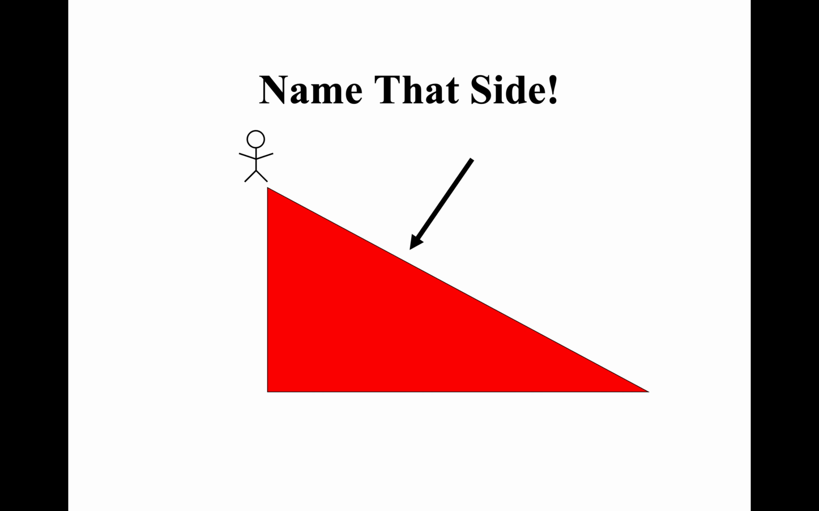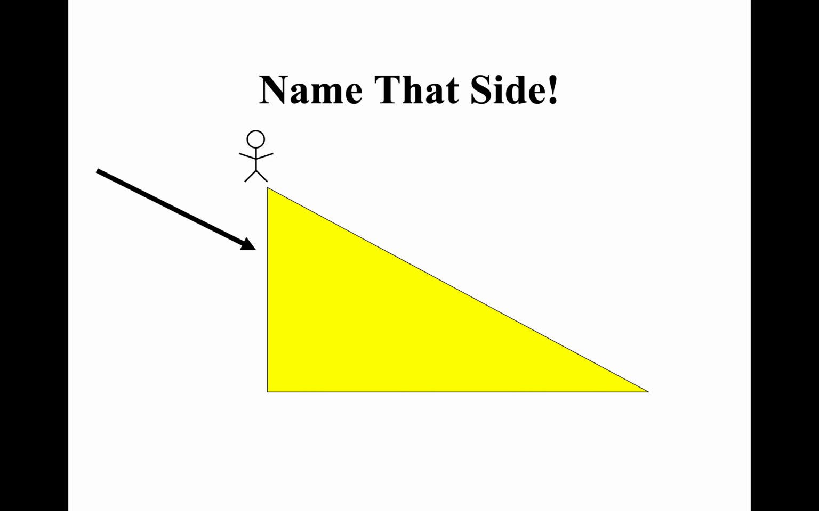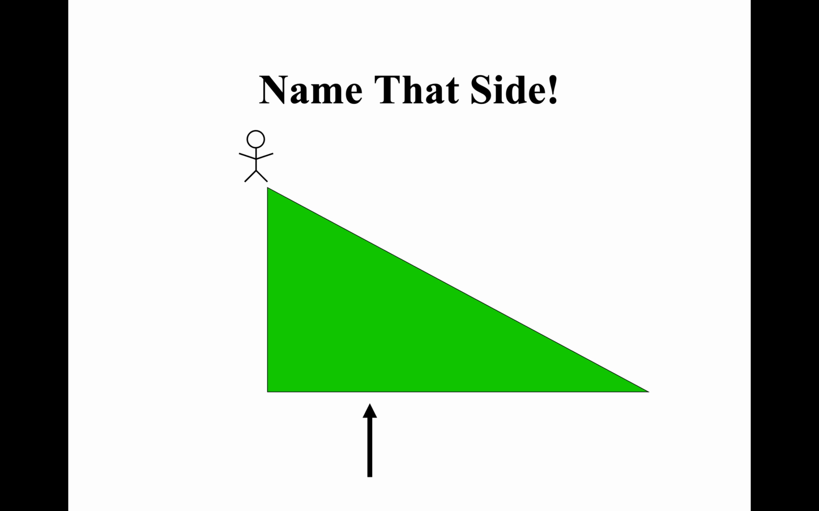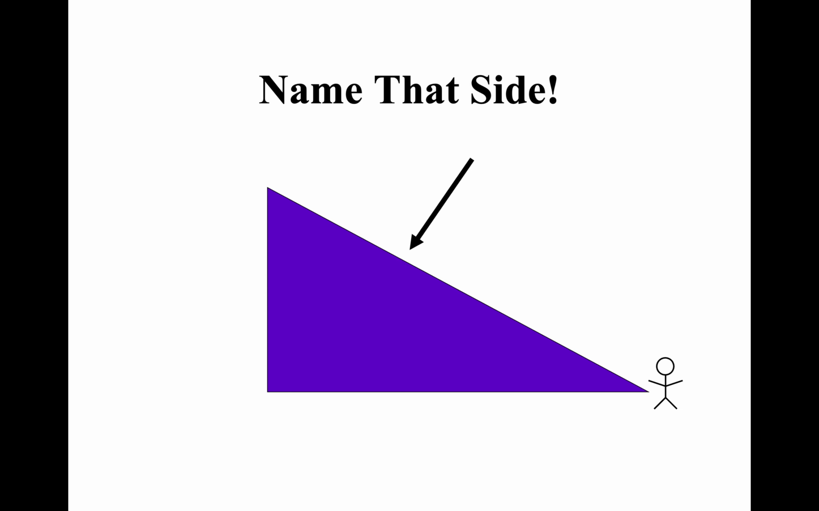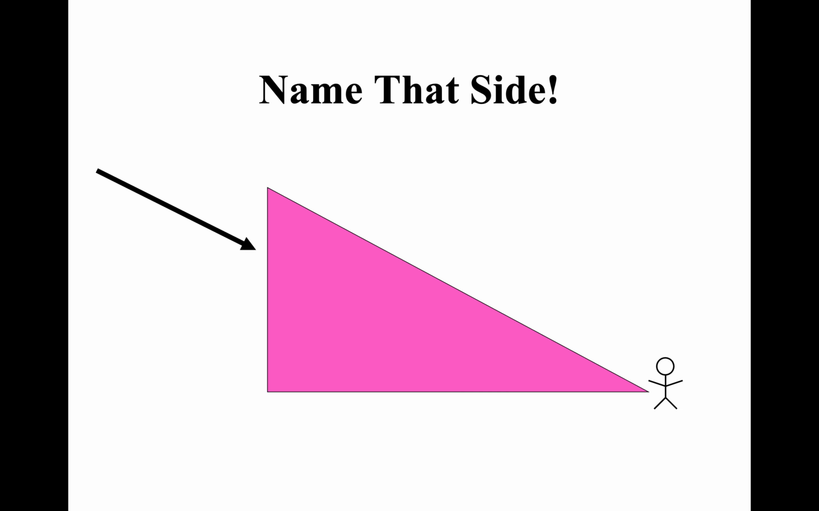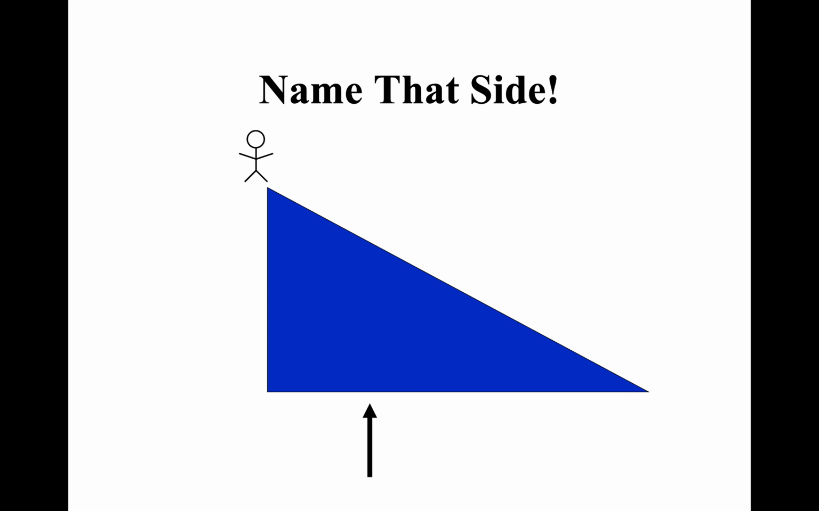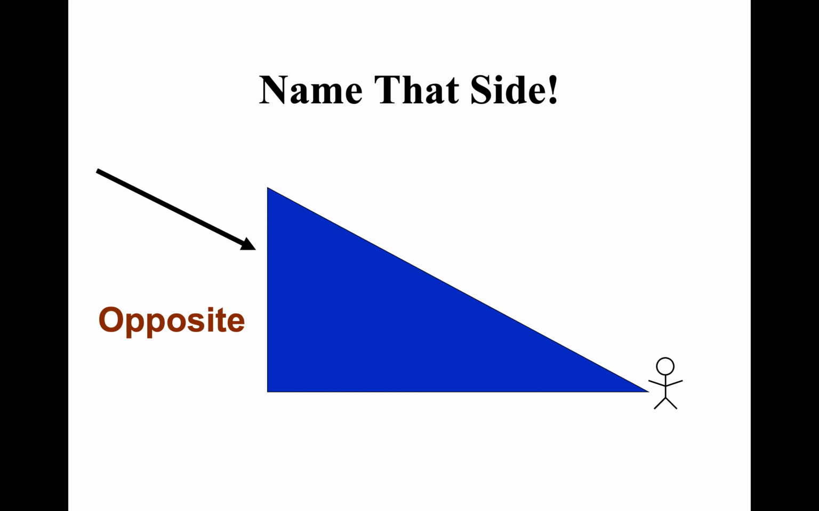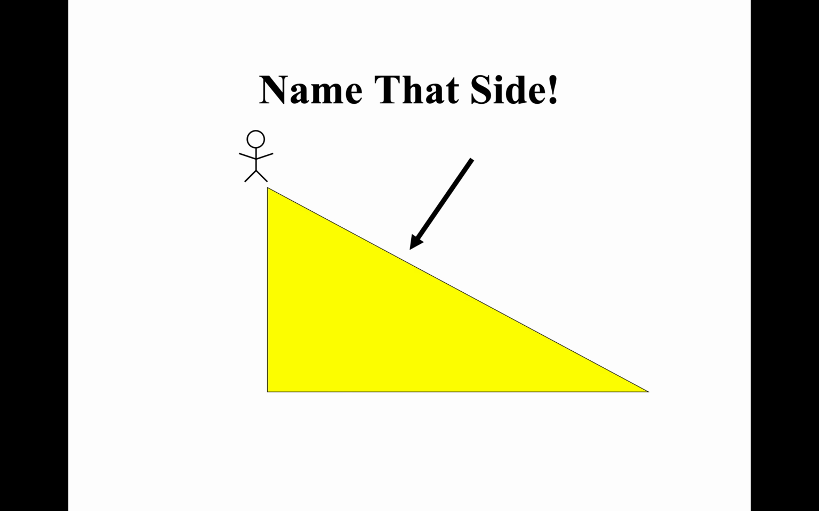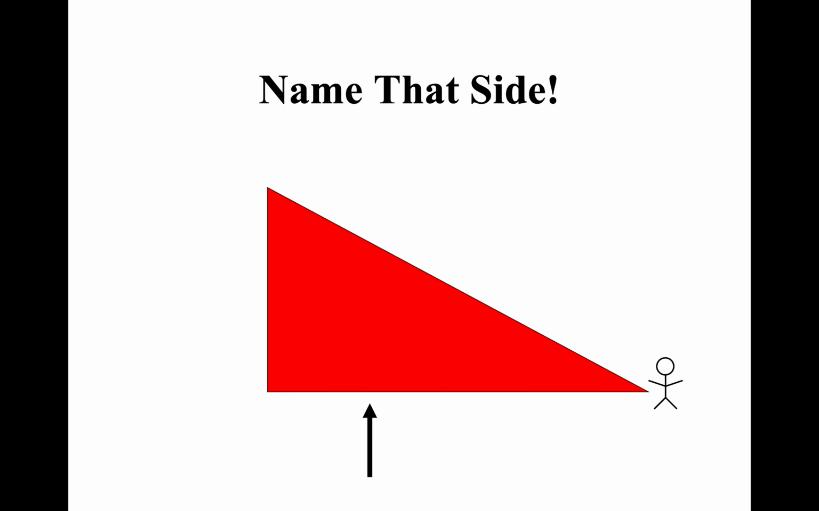So from this, test yourself. Hypotenuse. This one next to the angle, adjacent. This one across from the angle, opposite. Hypotenuse, opposite, adjacent. Hypotenuse, adjacent, opposite.